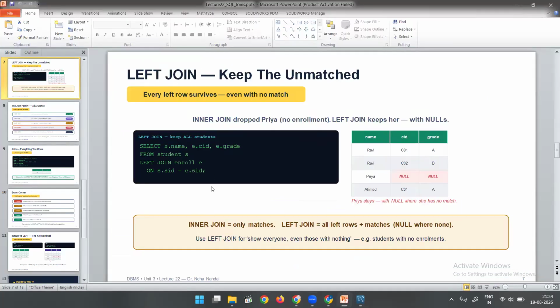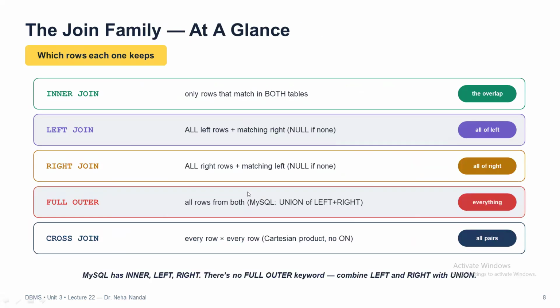So that is the case, students. We have seen left join and right join also. So this is our join family, and in full join, union of left and right will happen. Okay, that is full outer join.